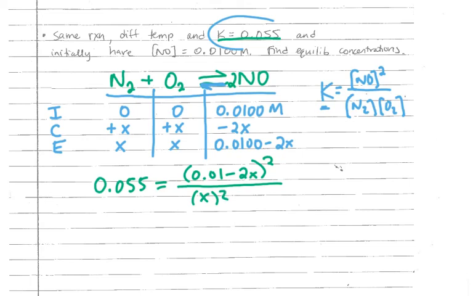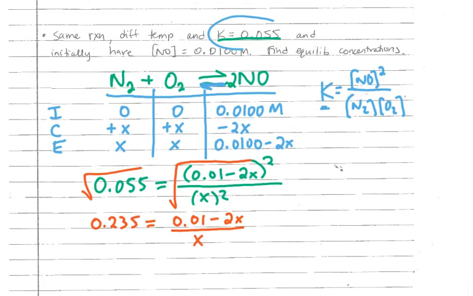So again, solving it the same way, take the square root of both sides. The square root of 0.055 is 0.235, which equals 0.01 minus 2x over x, right? I'm going to multiply both sides by x. So basically I'm moving x over to this side of the equation.